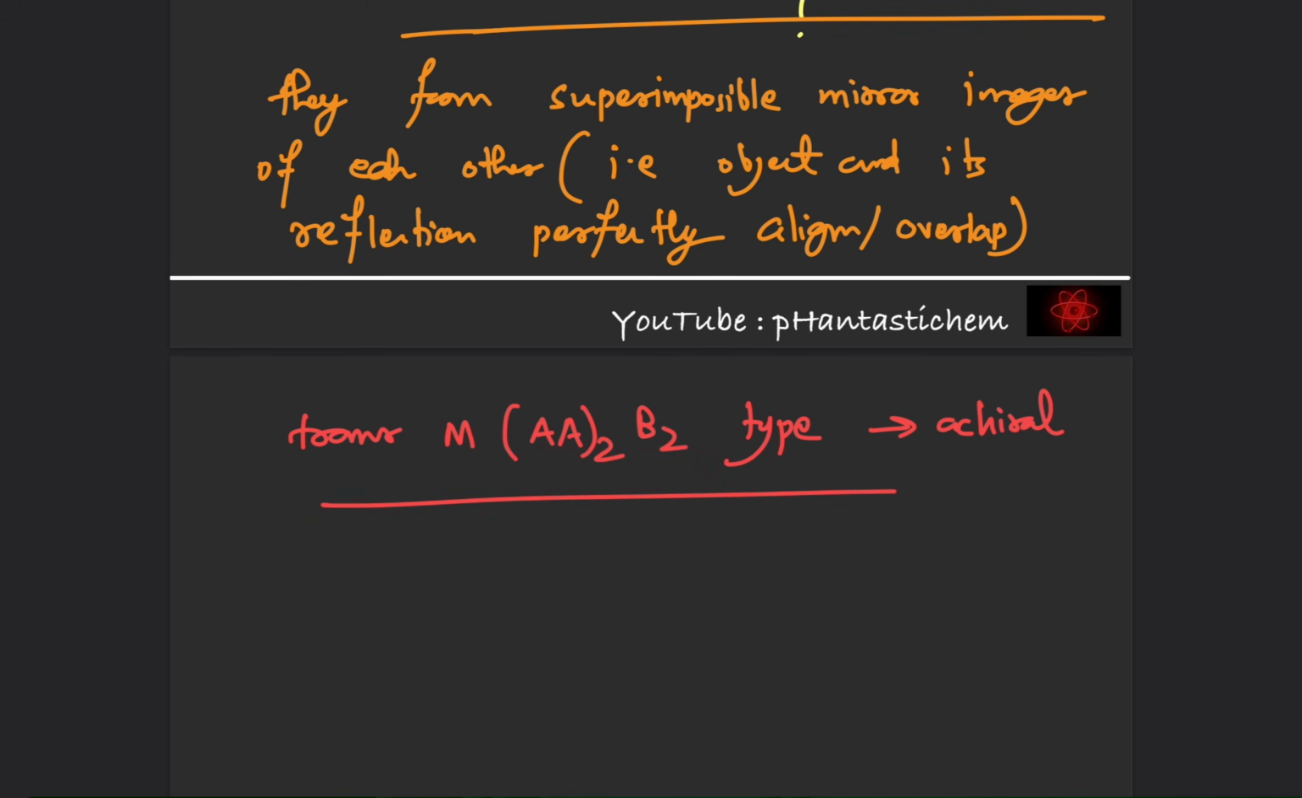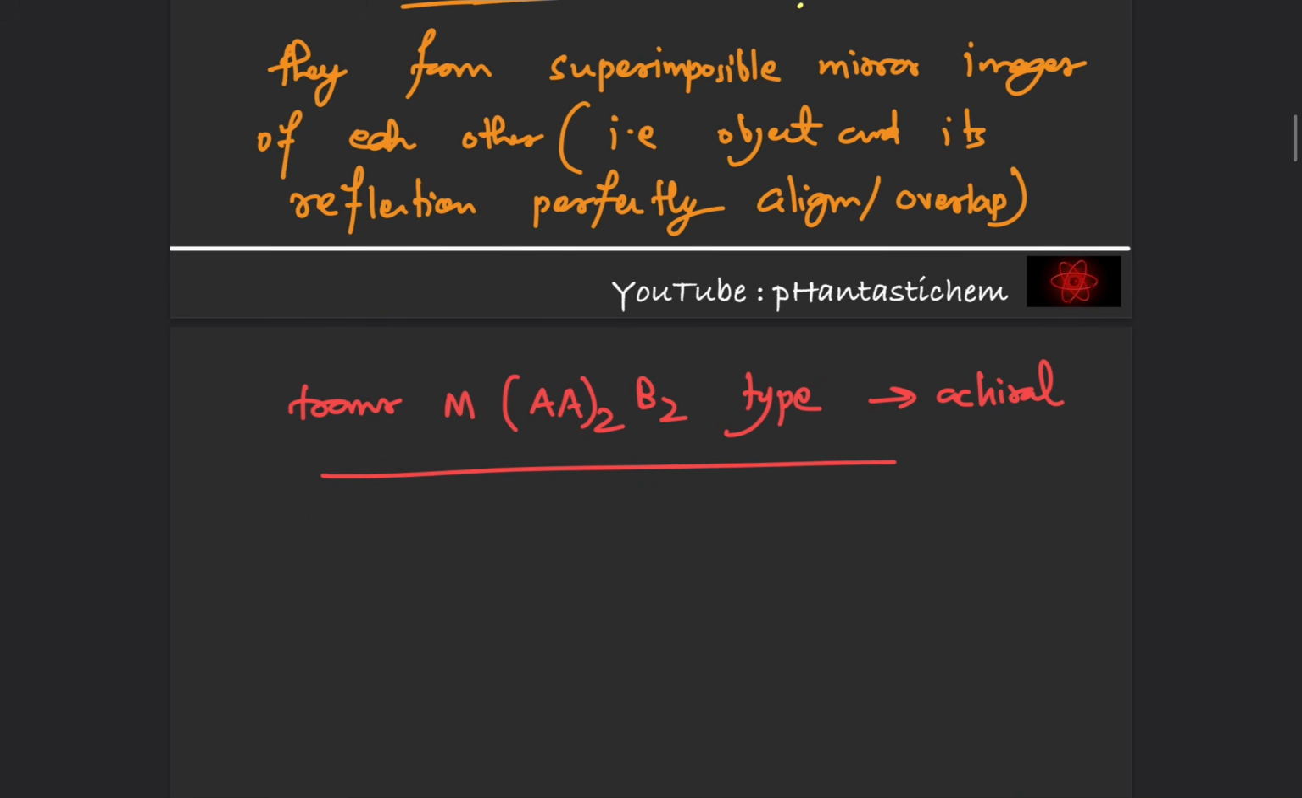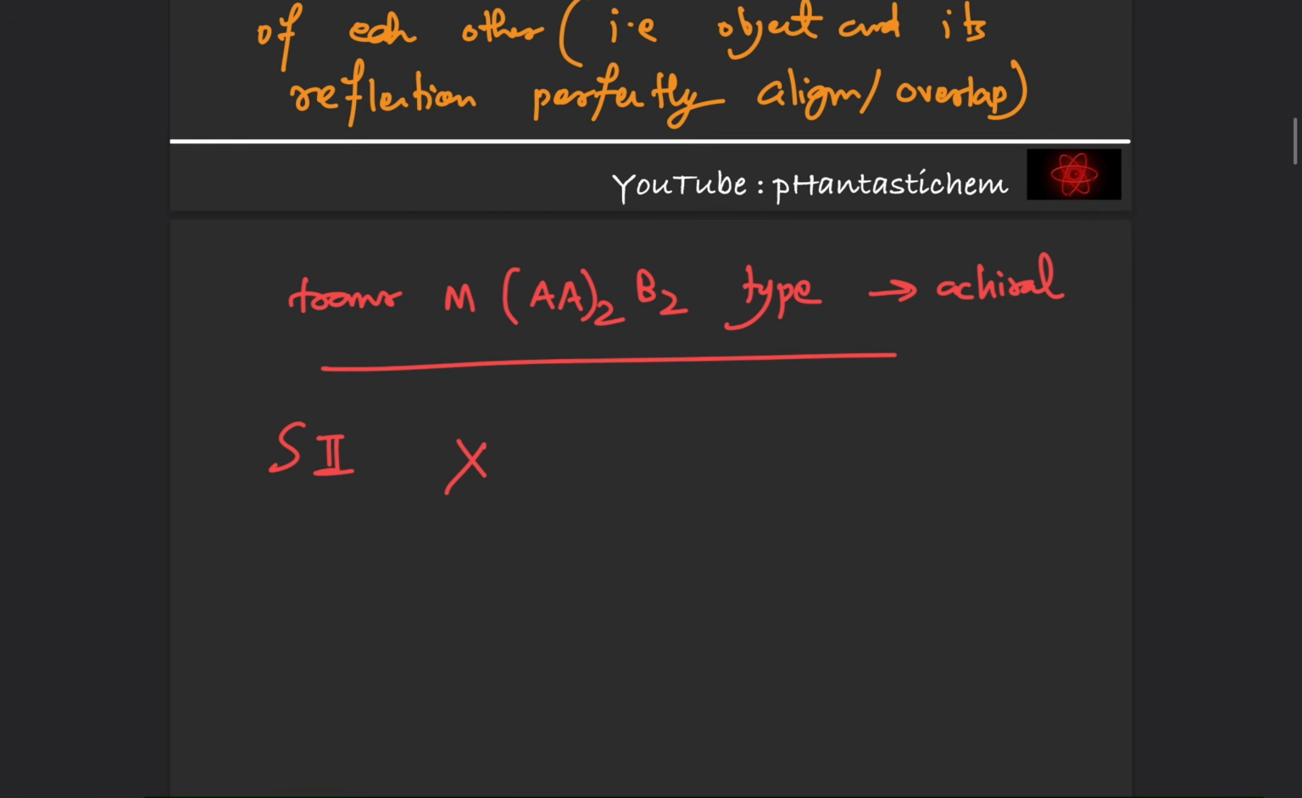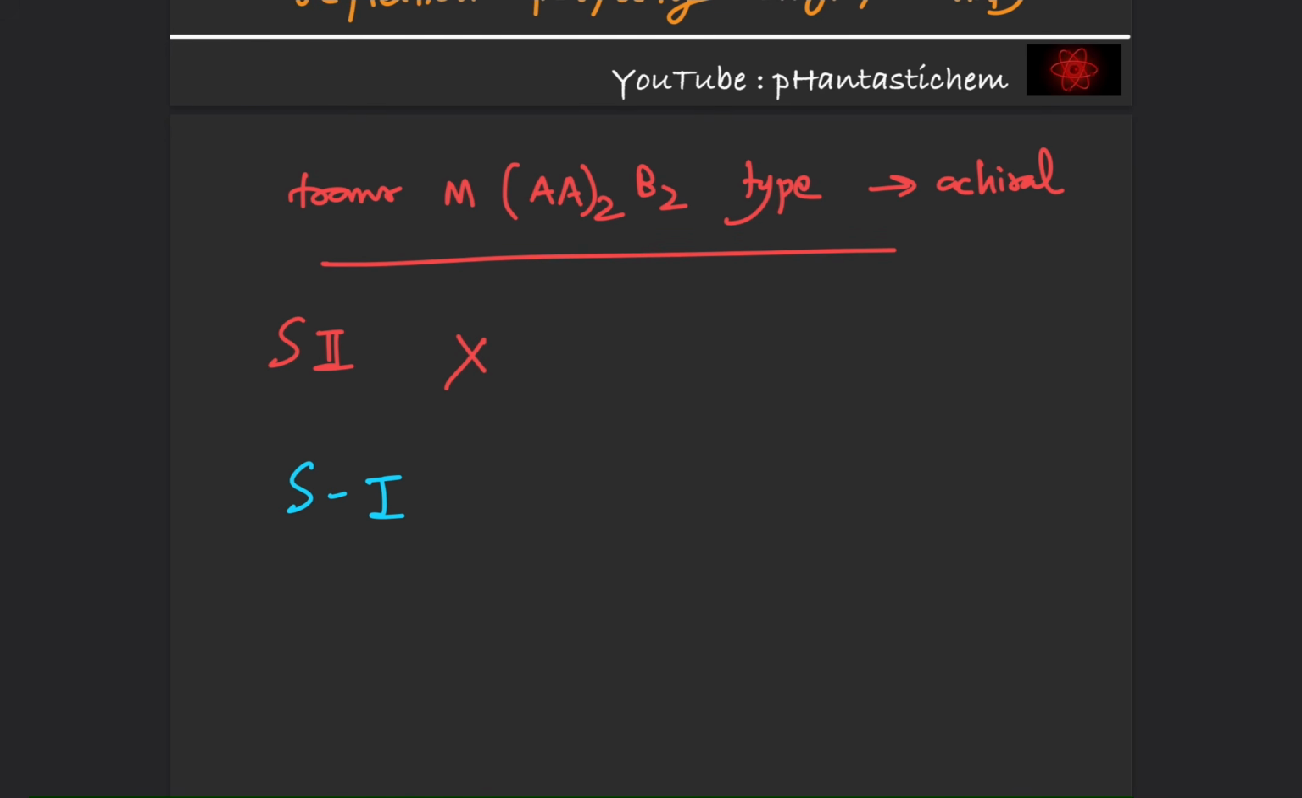Therefore statement 2, which says that trans [Cr(H2O)2(ox)2]- is chiral, is incorrect. So the final answer is statement 1 correct, statement 2 incorrect.